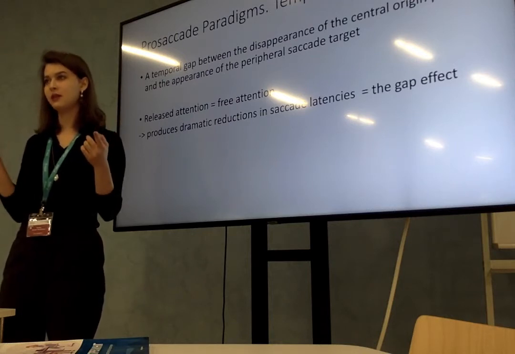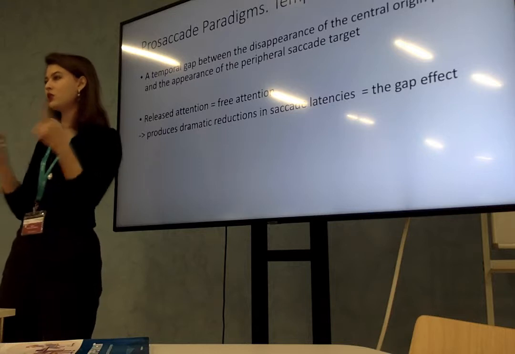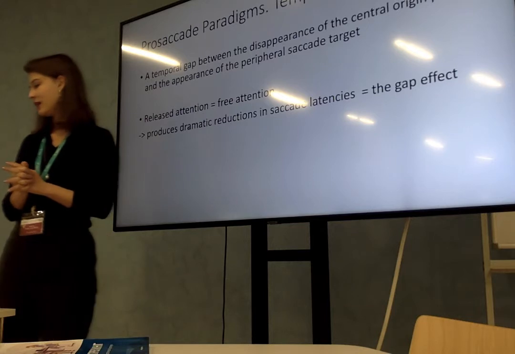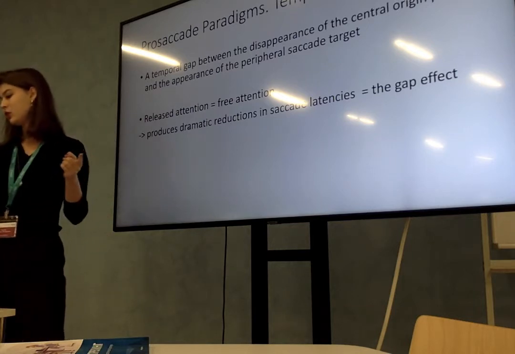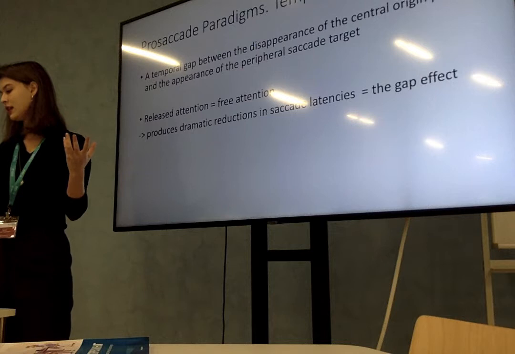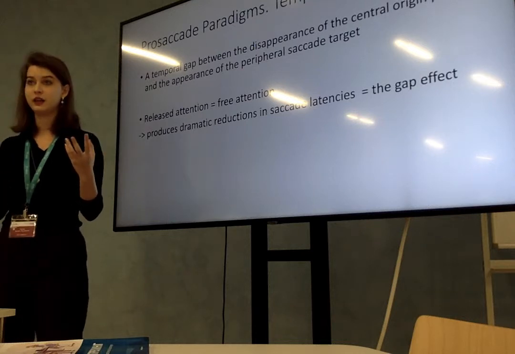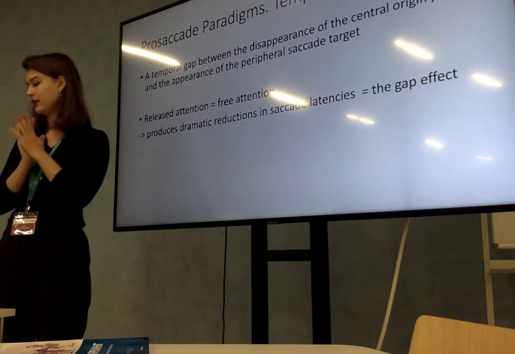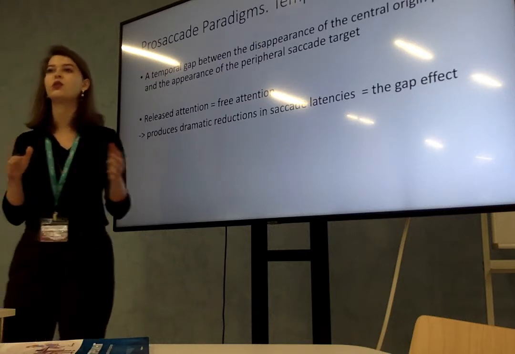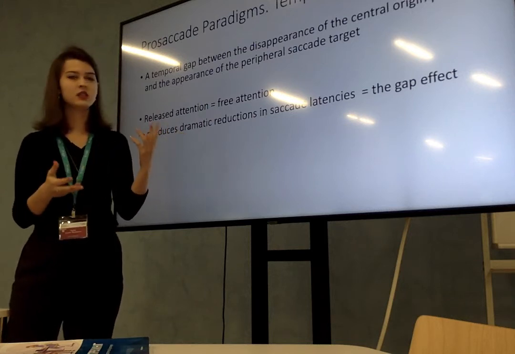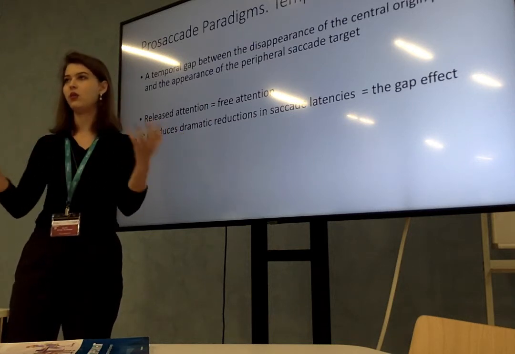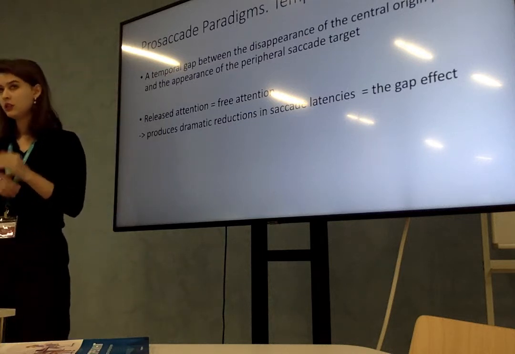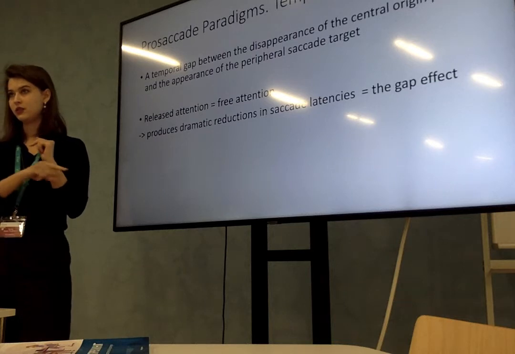So our participant is given a blank space during which they have nothing to look at, and it's interesting where the eye goes. So here we have a temporal gap between the disappearance of the central origin point and the appearance of the new peripheral target. Our participant doesn't know what to look at. Here we have released attention, or so-called free attention. So our participant is free for all the new things that are going to come. This is extremely important. It's going to be in the test. We're going to have a short test after this presentation.